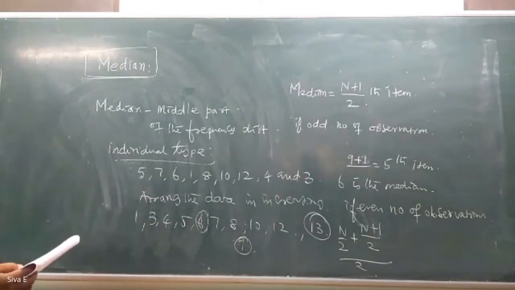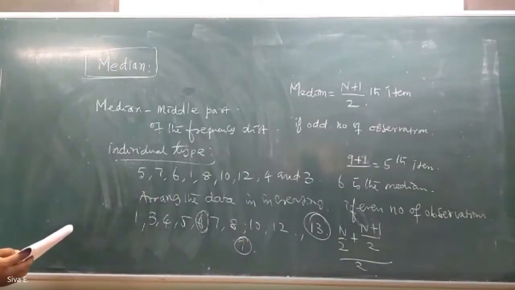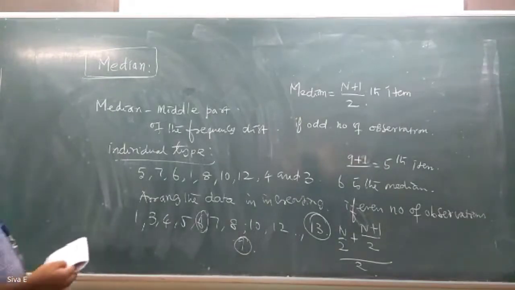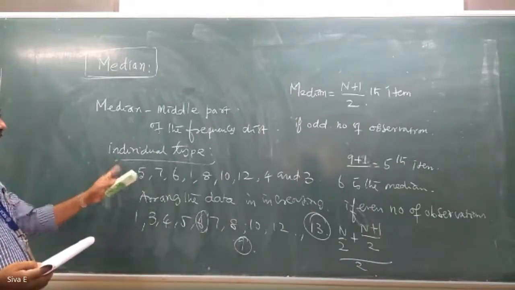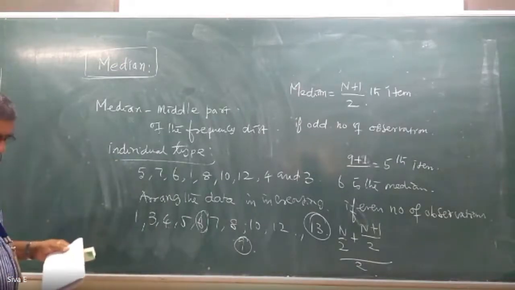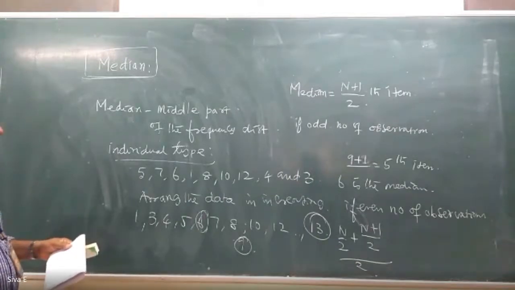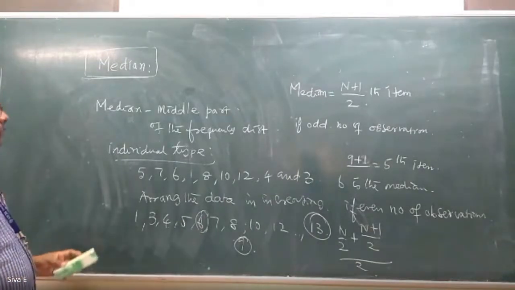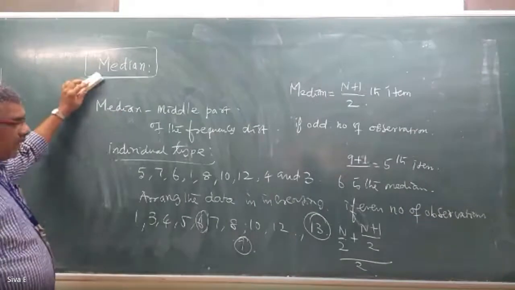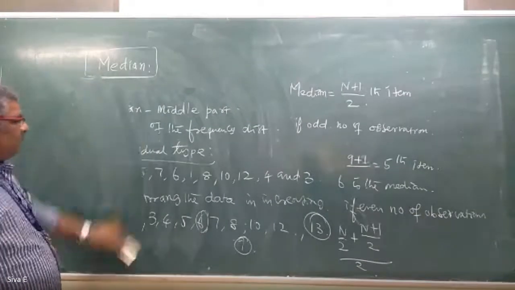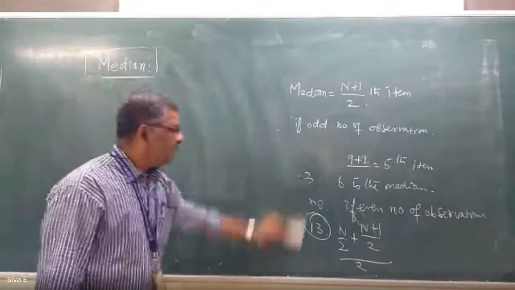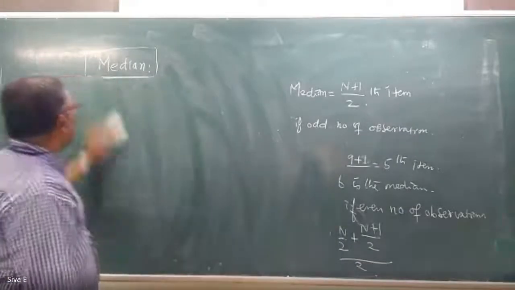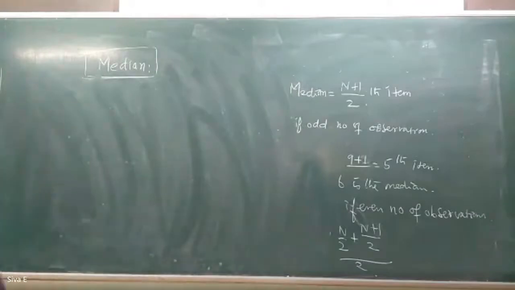Next one, median for the discrete type data. Write the heading: median for the discrete type data. How to find the median for the discrete type data?